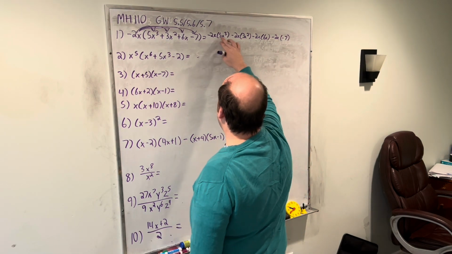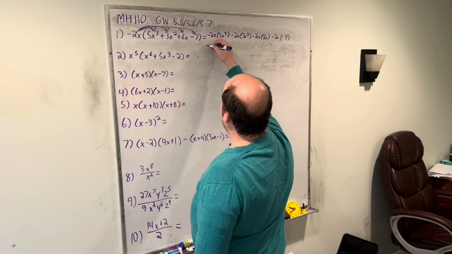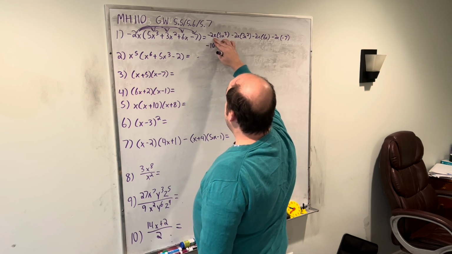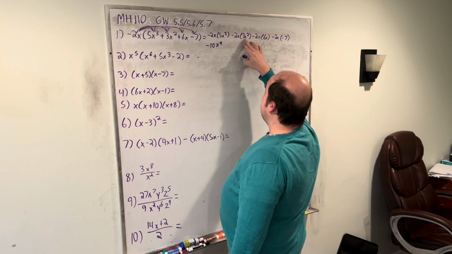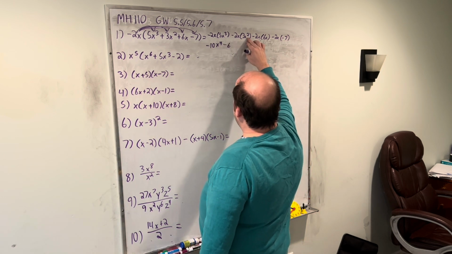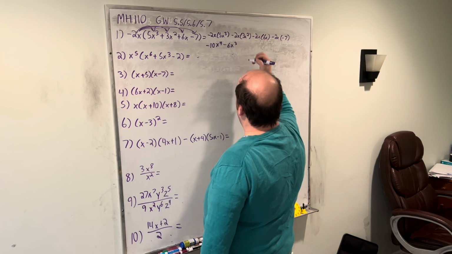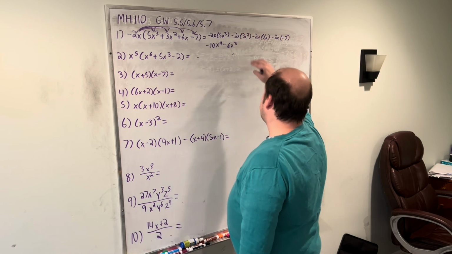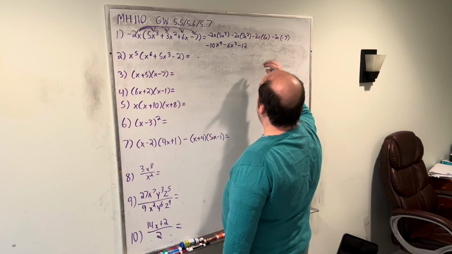When I do negative 2x times 5x to the third, negative 2 times 5 gives me negative 10. X to the first plus x to the third gives me x to the fourth. Negative 2 times positive 3 gives me negative 6. X to the second times x to the first, 1 plus 2, gives me x to the third as the final exponent. Negative 2 times positive 6 gives me negative 12.